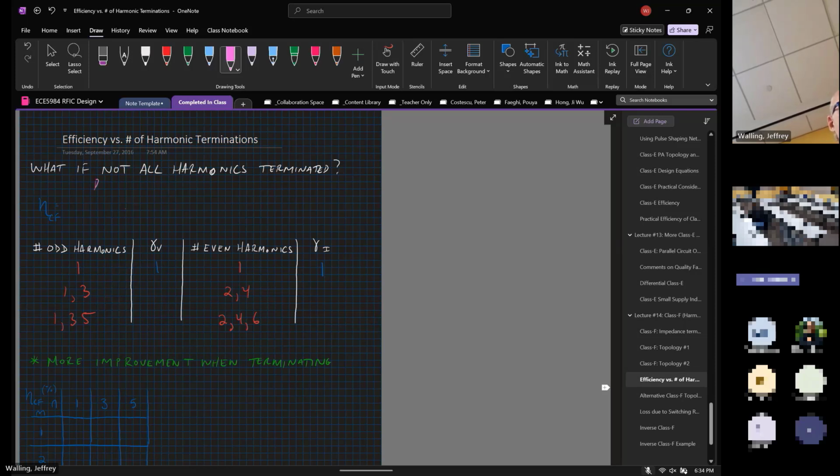So there was another analysis, another paper I'll share on Canvas. This was from June of 2001 in TMTT. And what he showed is that the efficiency of a class F amplifier can be found to be the product of these two terms, gamma sub V times gamma sub I over 2. And these terms gamma V and gamma I depend on the number of harmonics terminated.